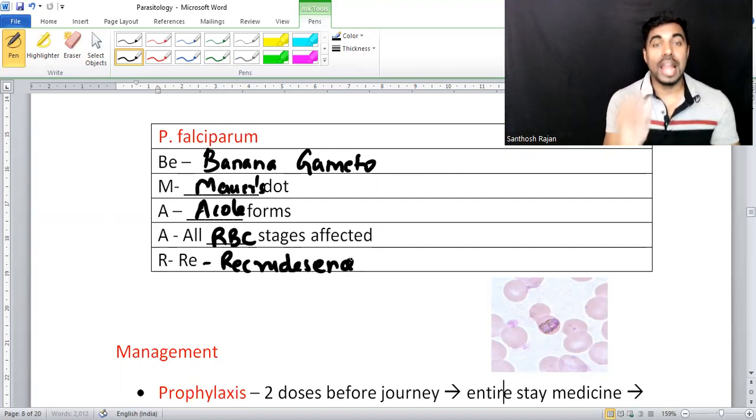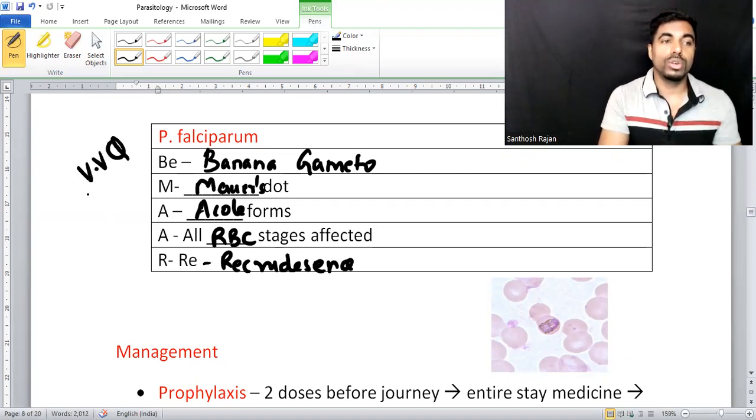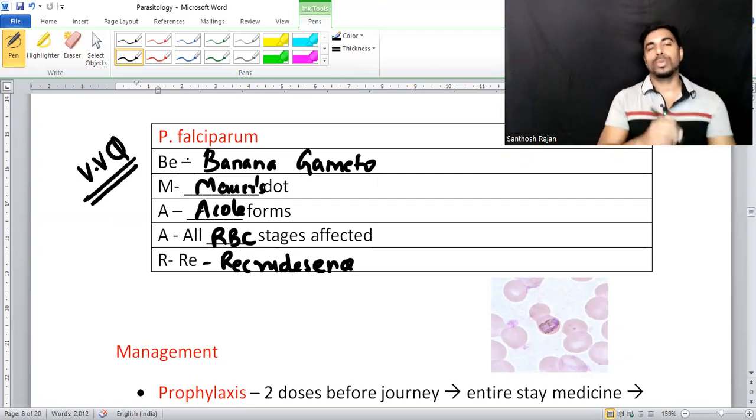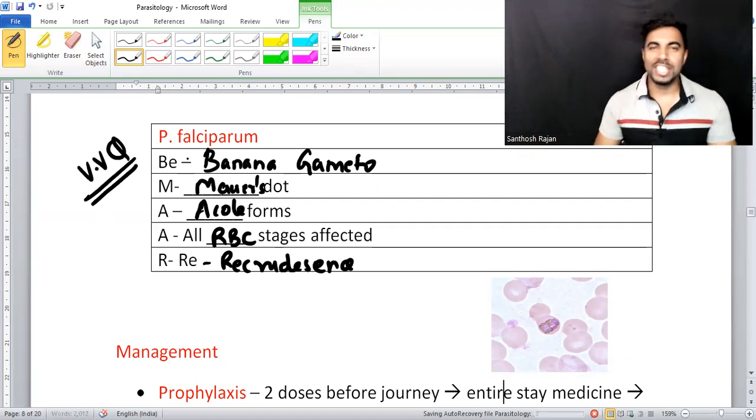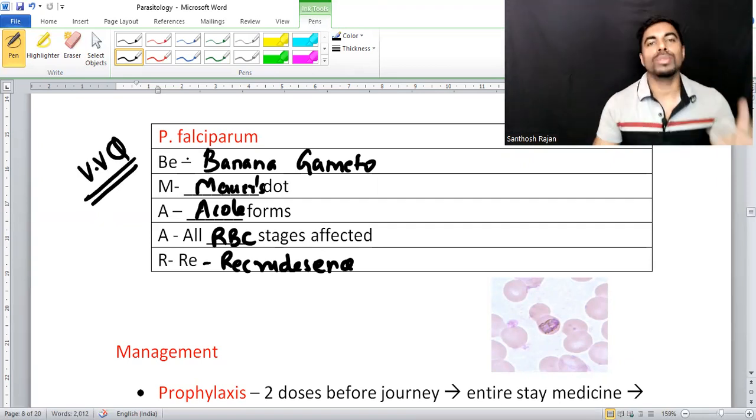Recrudescence, okay, not the relapse. Relapse is for vivax and ovale. Recrudescence. So these 5 points are golden points. That's very important. A question can be asked from your falciparum. Falciparum means BMR. That's what the patient is having.